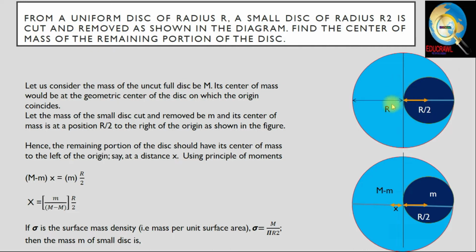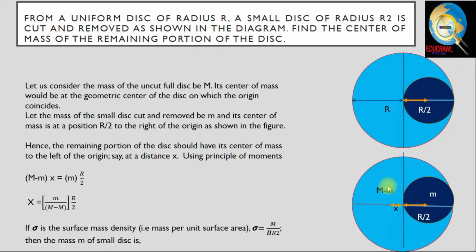Now a portion of mass is cut from this disk. That is a portion of radius r by 2, the one which is shaded in dark blue, is cut. So the remaining portion is the light blue colored portion. For this light blue colored portion, the center of mass will lie at a distance of x. If you see my pointer, you can easily identify. Let x be the center of mass of the remaining portion after the cut from the total mass.